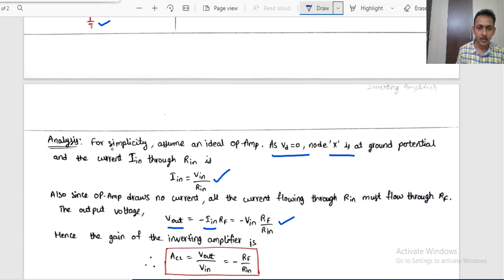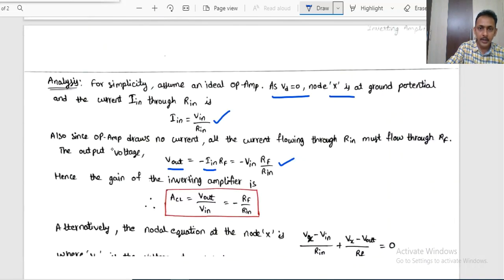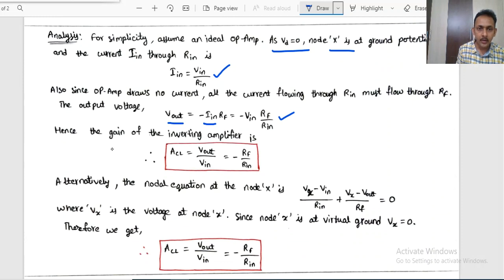Very important. Then what about gain? The gain formula we already know. The gain of an inverting amplifier is given as output voltage by input voltage. Therefore, the ACL, the gain of the inverting amplifier, is nothing but minus Rf by Rin. Very important. If the input resistance is very low, the gain will be very high. Minus Rf by Rin.